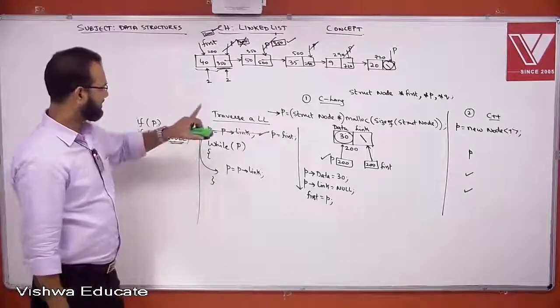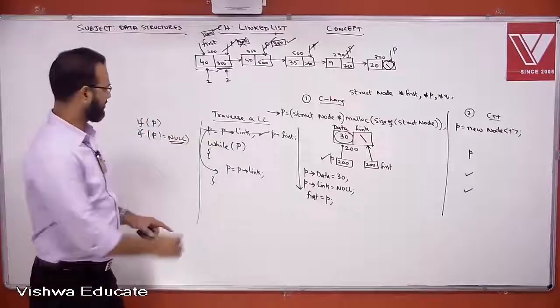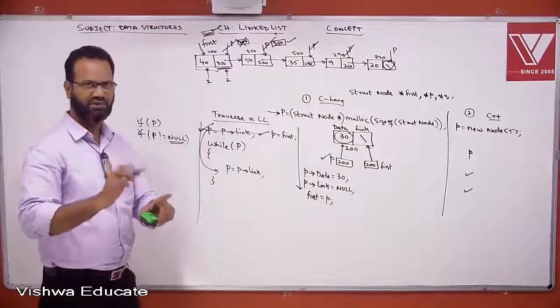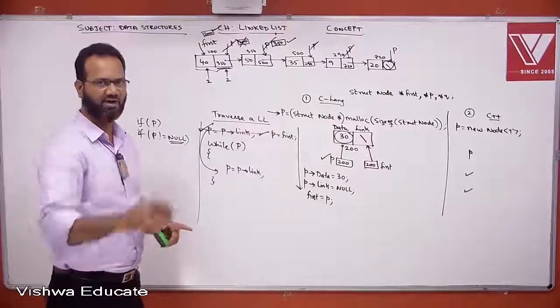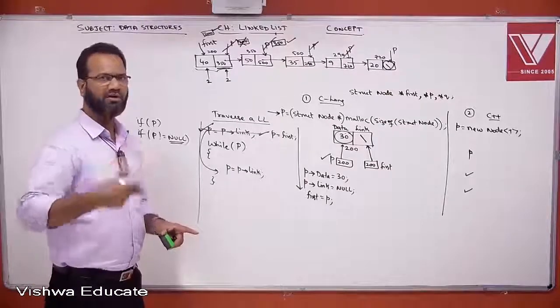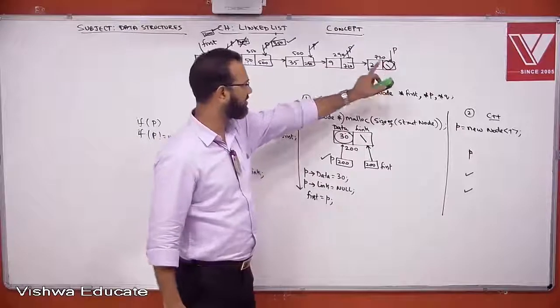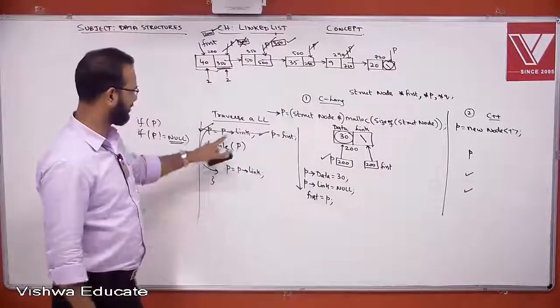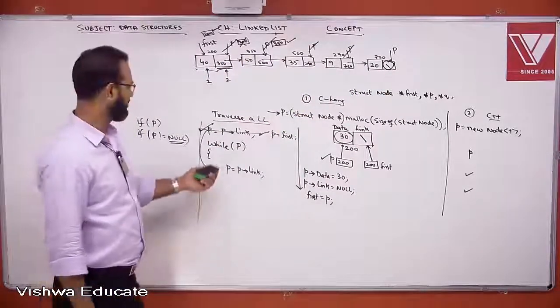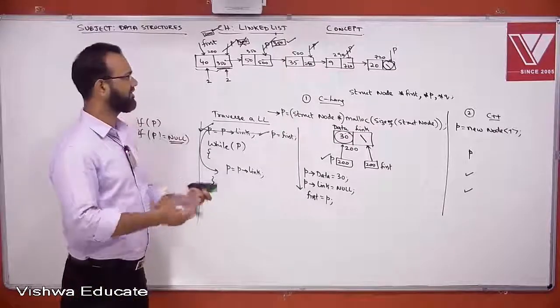So a single traversal is only one line: P assigns P arrow link, a one-time traversal. In a loop, you continuously traverse until you reach the last node. You can use either a for loop or a while loop. You can traverse and perform any one of the operations.